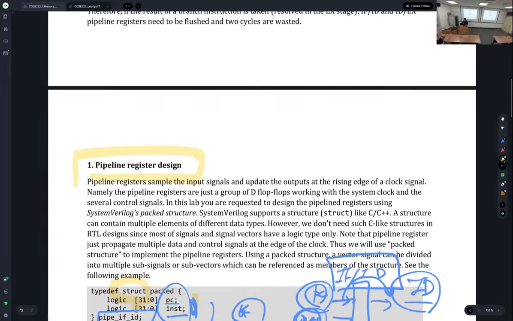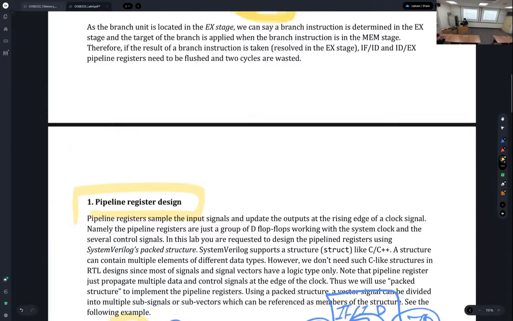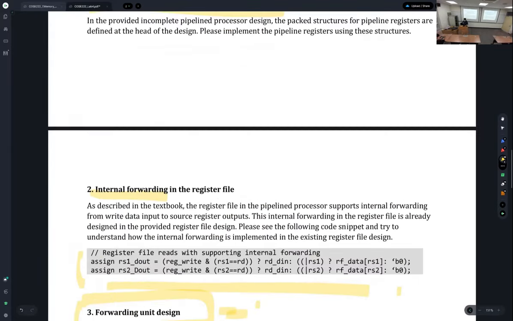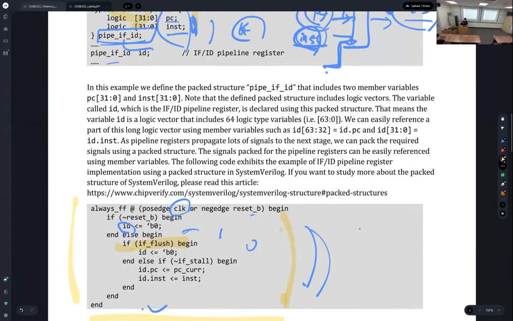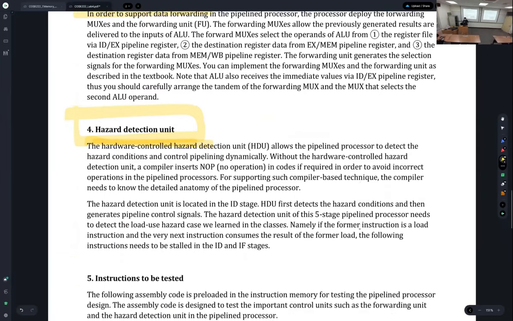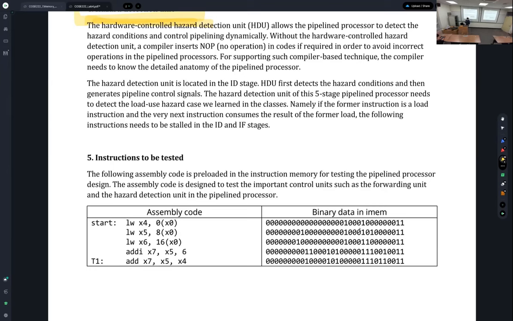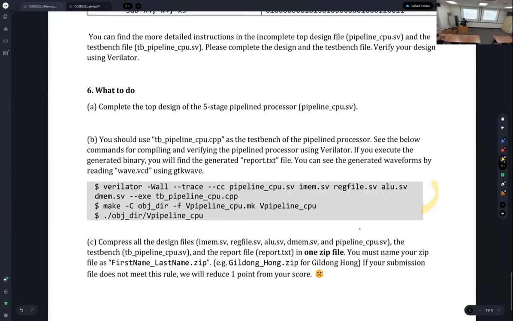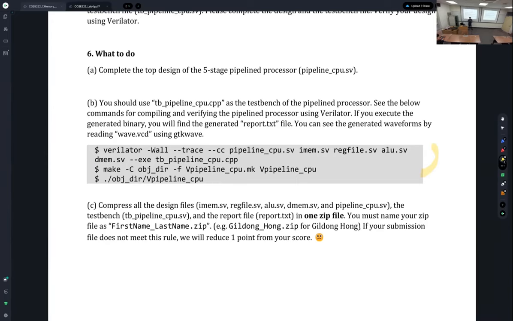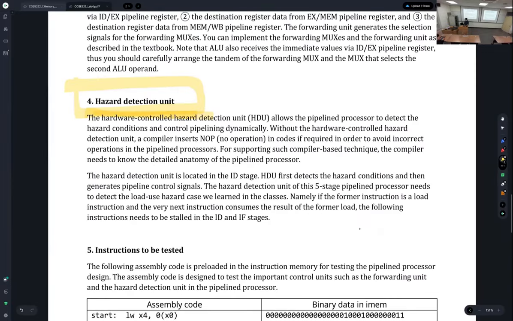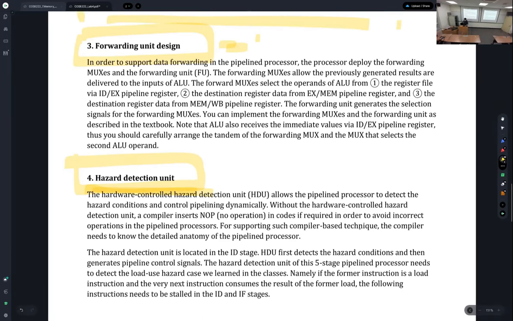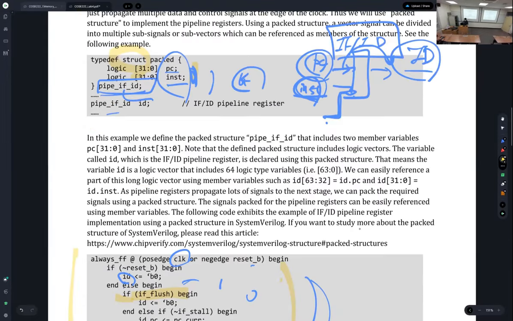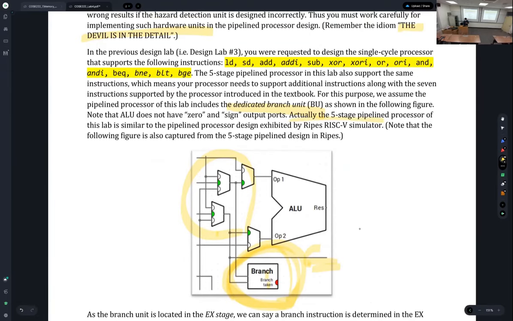Okay. Any questions? The five-stage pipeline architecture design is more difficult than the single cycle processor design, right? It's obviously difficult, so I recommend you to start as early as possible. And then debugging. As I mentioned, the basic idea is simple, but the forwarding unit design and the hazard detection unit design are a little bit tricky.